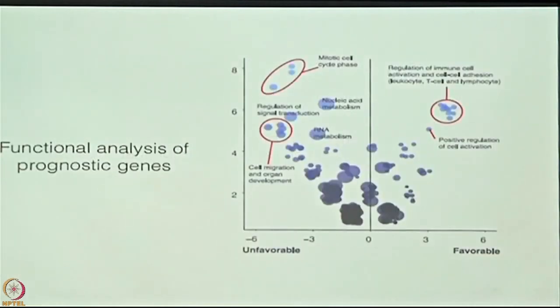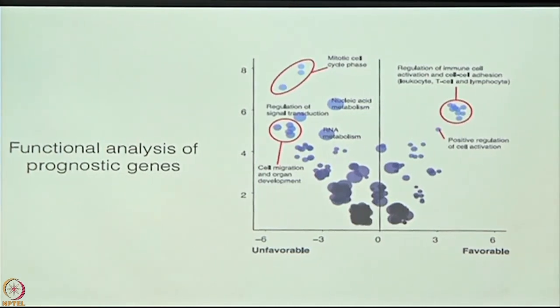Take a look at this chart. These are the unfavorable indicators, these are the favorable indicators. In the unfavorable indicators, the most impressive one was the mitotic cell or the cell cycle phase, which we know also for a fact, we've seen that as well, even before these tools were available, that tumors which are rapidly dividing will be an unfavorable indicator. So that much was proved. On the favorable side, it was mainly the regulation of immune cell activation.